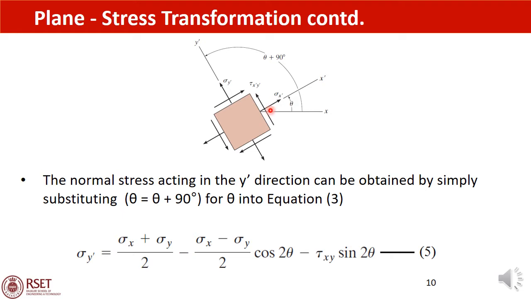Having the value of sigma x dash acting along the x dash axis, we can find out the value of sigma y dash acting along the y dash axis by simply substituting the value of theta equal to theta plus 90 degree in the expression for sigma x dash in equation 3. Thus, we get sigma y dash equal to (sigma x plus sigma y)/2 minus (sigma x minus sigma y)/2 into cos 2 theta minus tau xy into sin 2 theta, which we call equation number 5.